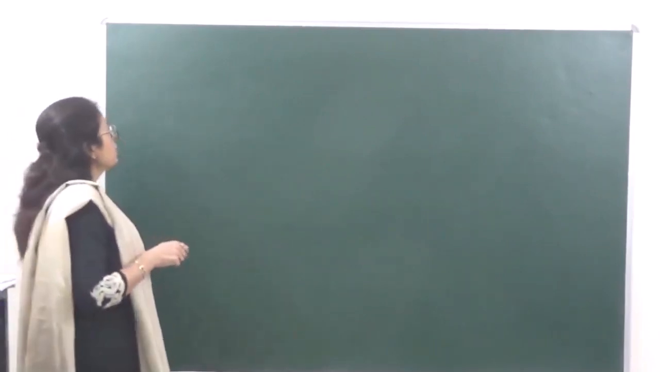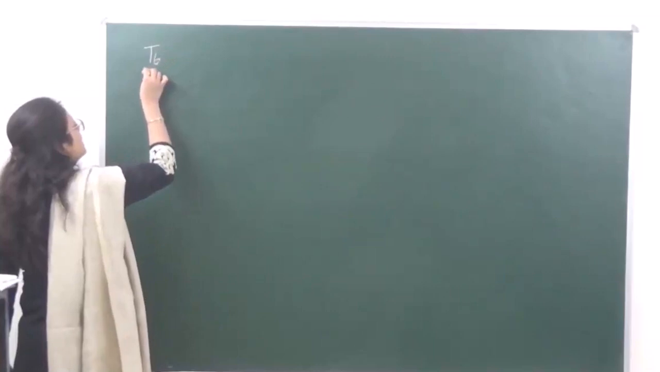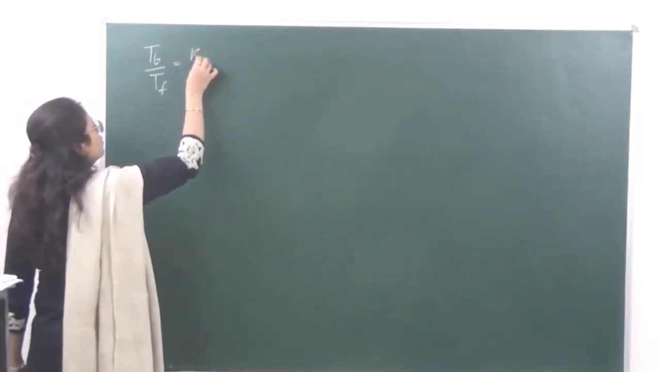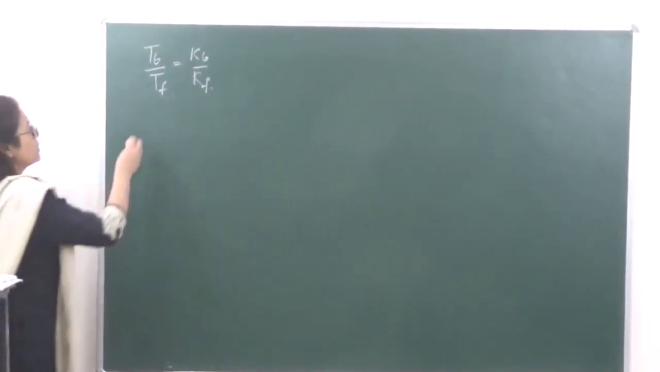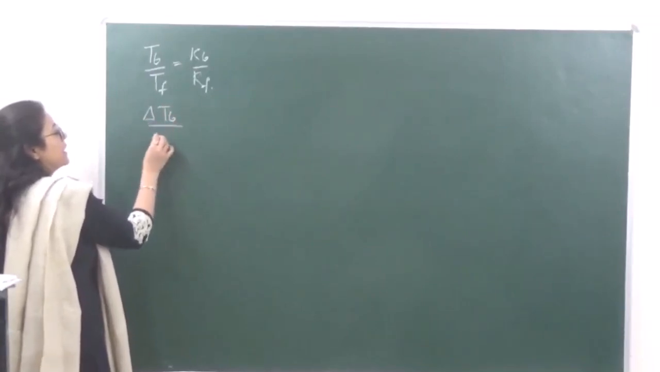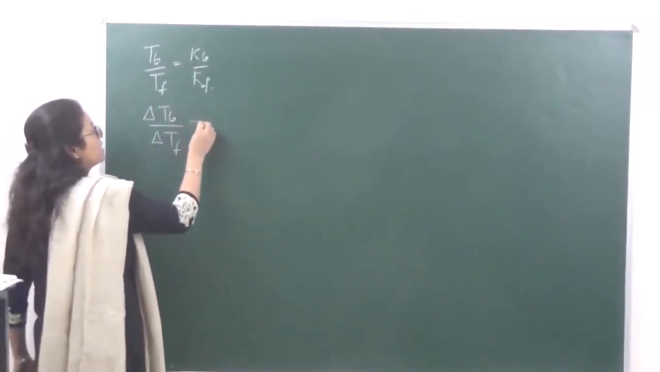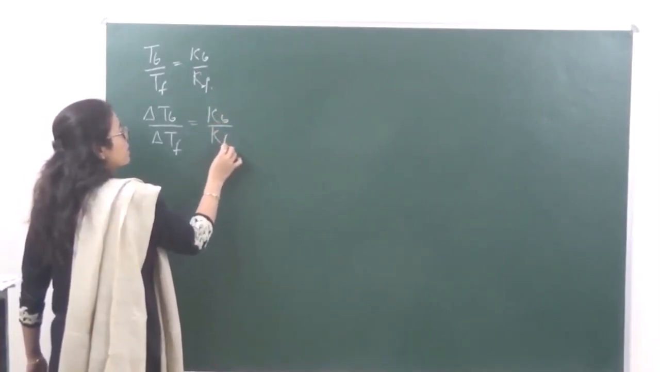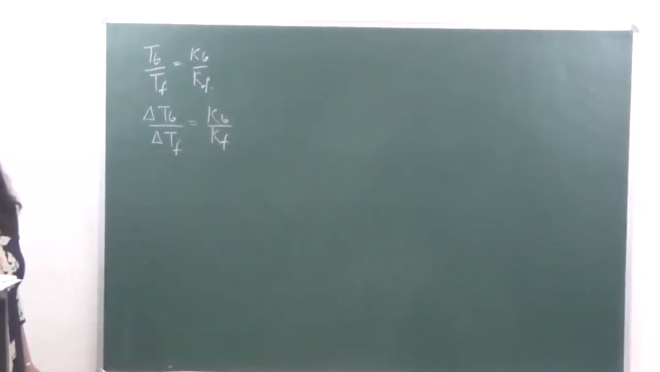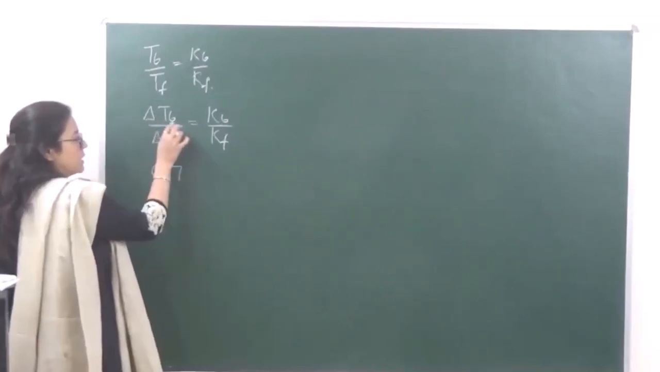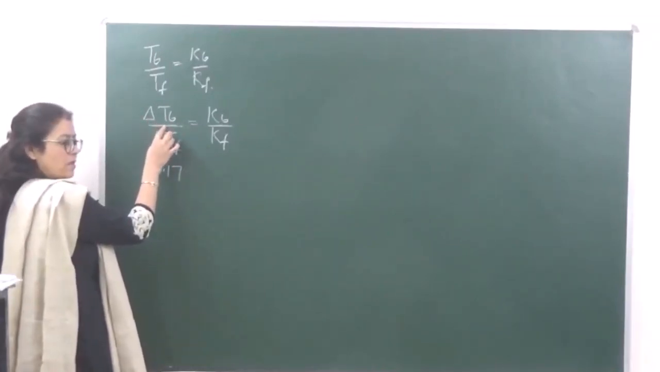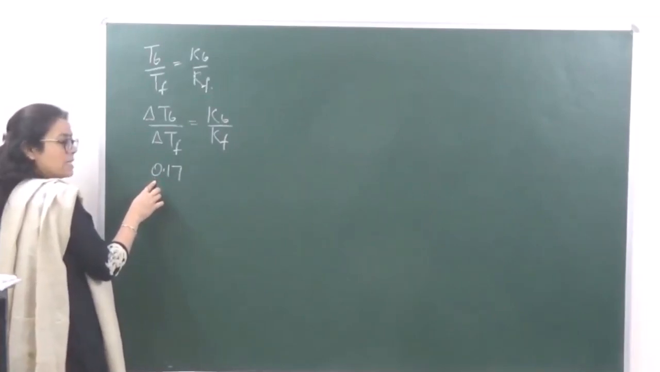Okay. So the formula which we used in that question was Tb upon Tf, that is equal to Kb upon Kf. Please rectify, it is not Tb, but we have to take delta Tb. Delta Tb upon delta Tf, that is equal to Kb upon Kf. Now over here, the boiling point is given as 100.17 degrees. So delta Tb will become 0.17. In that question we had written 300.17. We don't have to write that. We have to take delta Tb.